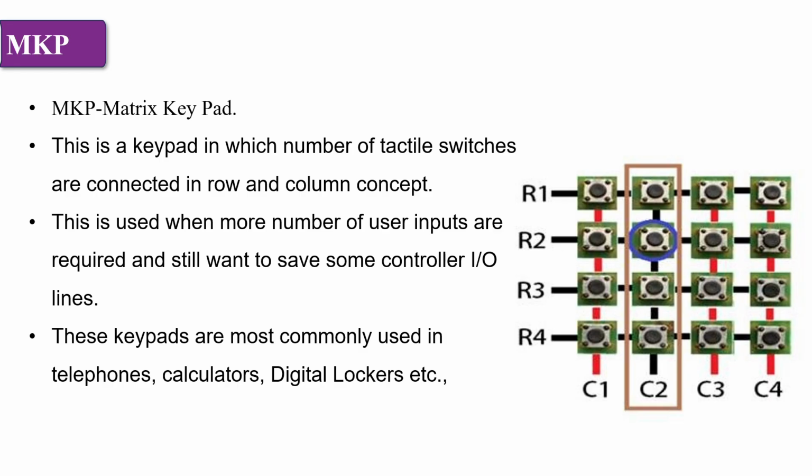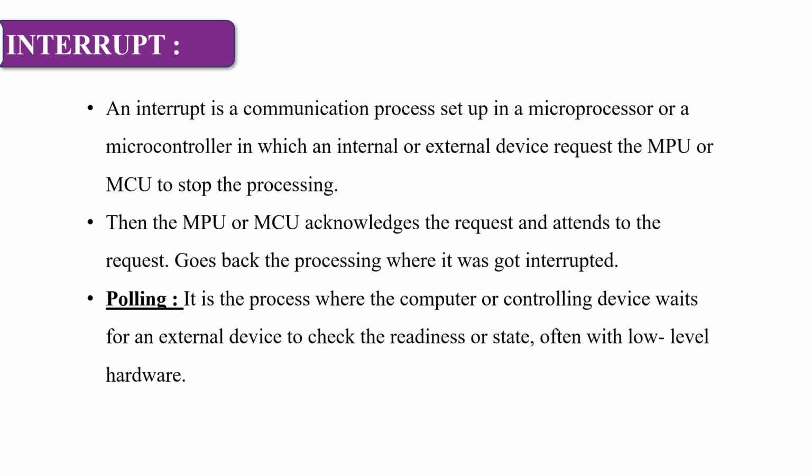Next one is the matrix keypad. As an example, I have shown a 4x4, but basically we are using a 3x4 matrix keypad. This is a keypad in which a number of tactile switches are connected in a row and column concept, and it is used when more user inputs are required and we still want to save some controller input/output lines. These keypads are most commonly used in telephones, calculators, digital lockers, etc. It's totally based on how we are going to use it.